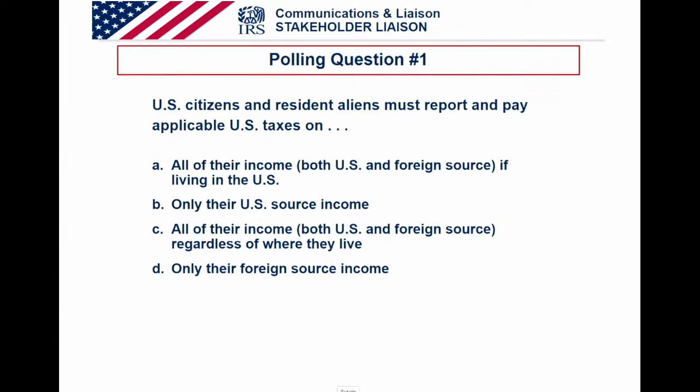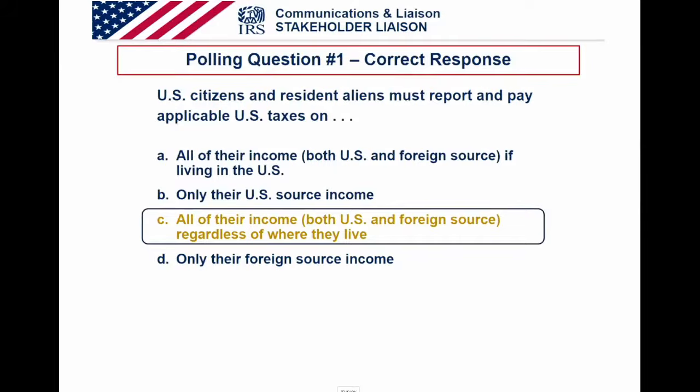Okay, so we are going to go ahead and stop the polling now, and let's share the correct answer on the next slide. And the correct response is C, all of their income, both U.S. and foreign source, regardless of where they live. And I see that 80% of you have responded correctly. That is a great response rate.